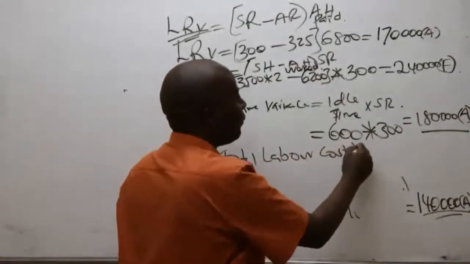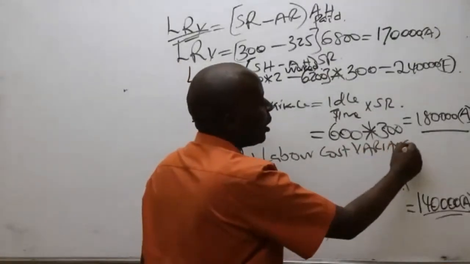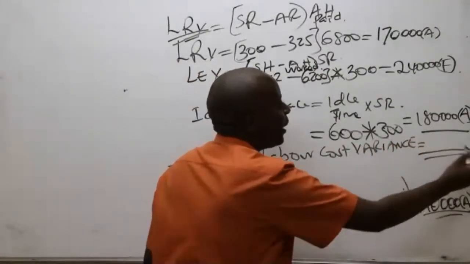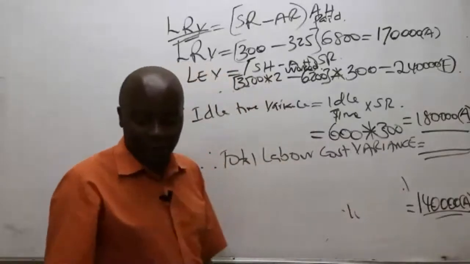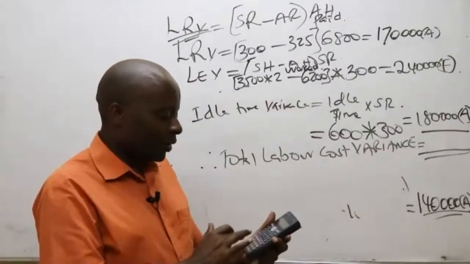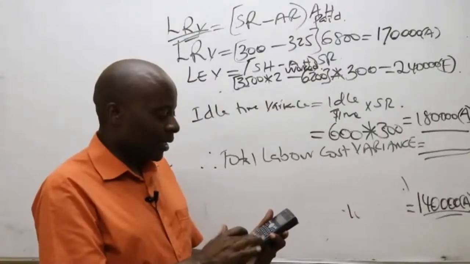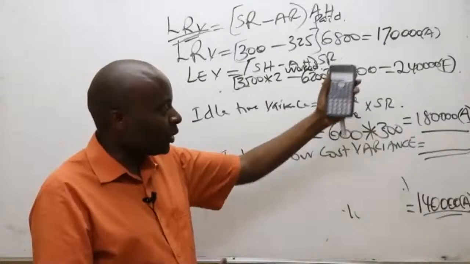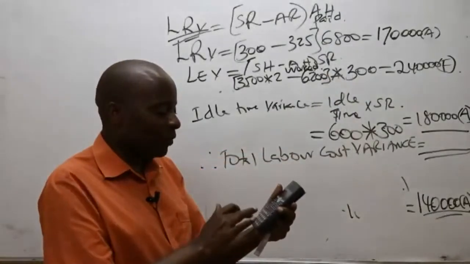labor cost variance, don't even go for the formula. The total labor cost variance, you simply come and add the 3. You add the 3. So we have here 170,000. I can see there is a favorable somewhere, so I need to put the negative. So we have negative 170,000.